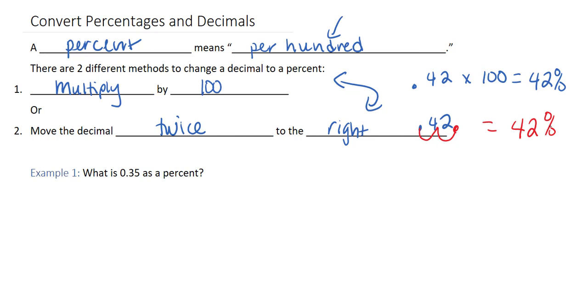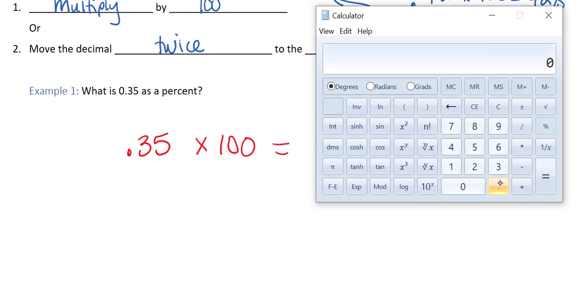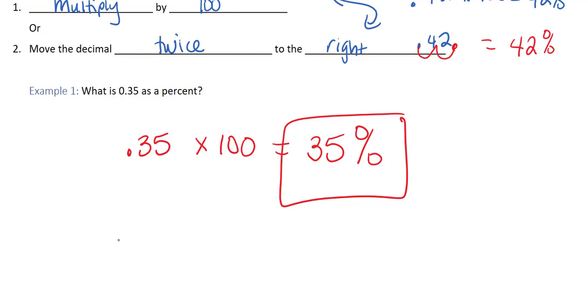So let's go ahead and look at the first example. So what is 0.35 as a percent? So if we wanted to express this as a percent, right, we could go ahead and multiply it by 100, right, and we can get our calculators out, right, 0.35 times 100, we get 35, and this would be percent, or we go ahead and just move the decimal to the right twice, which also gets us to 35%. So two different ways to do that.